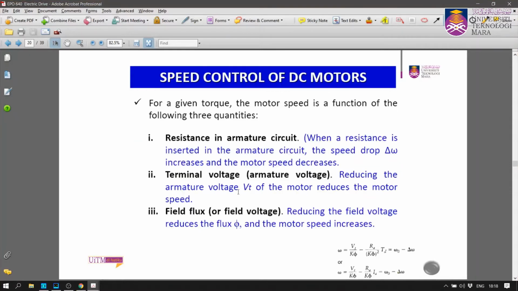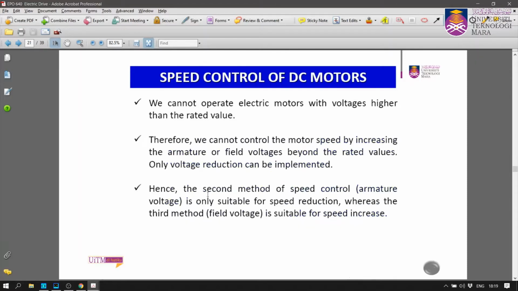Okay, so based on that equation, there are three options that you can do to control the speed. The first one, resistance in the armature circuit, the terminal voltage VT, and finally the field flux. And this is the key equation, the key component that you can change to change the speed. So we have looked into examples of these three, and also the key equation in the three controls here.